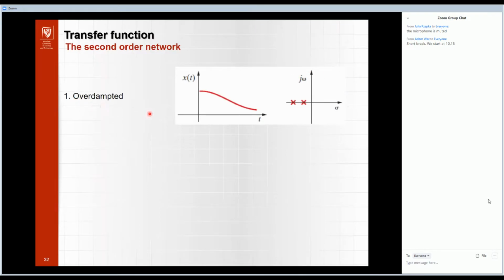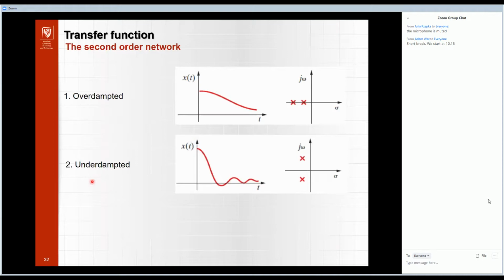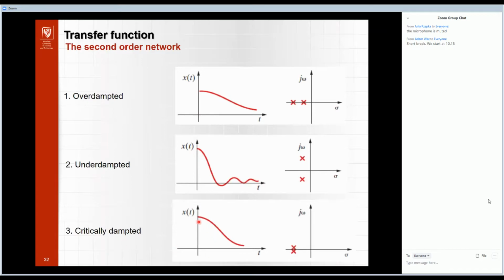When we have an overdamped network, we start from some value and the response goes to zero very fast. When we have underdamped, it goes faster to zero, but now we have the oscillations here, so it is below zero and oscillates. And critically damped is between this and this. It goes to zero as fast as possible, but without oscillations.